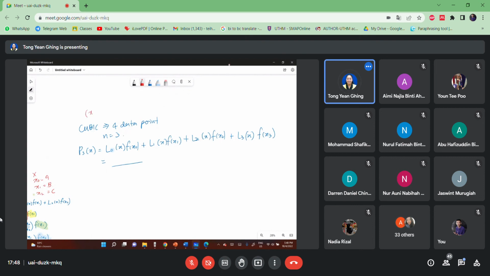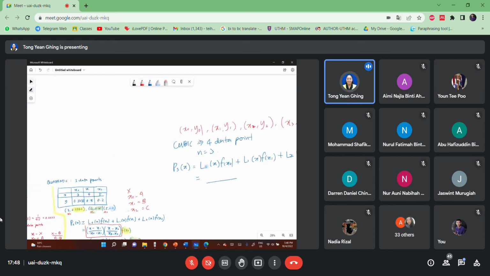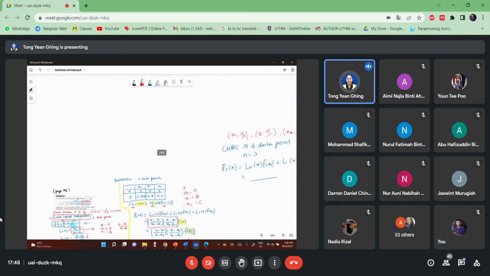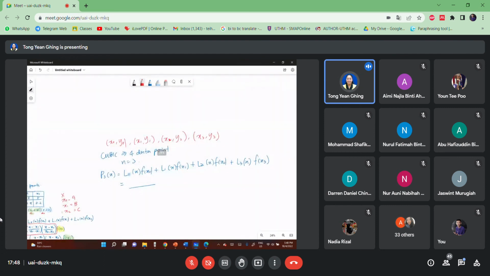That means we have X0, Y0, X1, Y1, X2, Y2, and then X3, Y3. If you refer to the values just now, it starts from 2, 3, 4, 5. Meaning we have 2, the value is 0.5, and then 3, the value is 0.333. I did not do it in a table. Okay, wait, I will do a table.